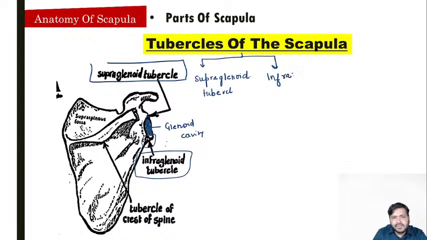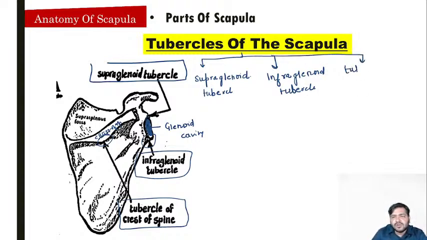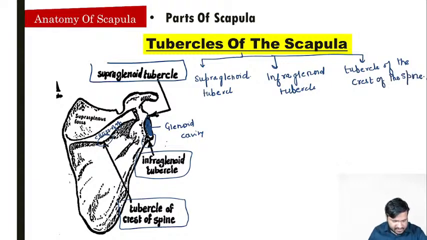And besides the infraglenoid tubercle, you will find a tubercle on the crest of the spine. This is the crest of the spine, okay? And here you find a tubercle, that is the tubercle of the crest of the spine. So the third is the tubercle of the crest of the spine.